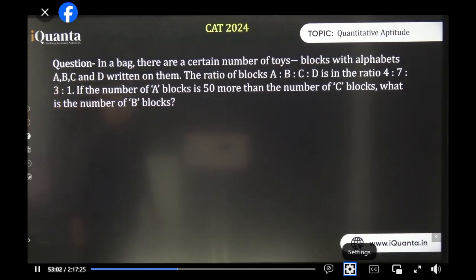In a bag, there are a number of toys, blocks with alphabets A, B, C, and D written on them. The ratio of blocks A to B to C to D is 4 to 7 to 3 to 1. If the number of A blocks is 50 more than the number of C blocks, what is the number of B blocks? I think that's a very easy question. All of you must have got it.